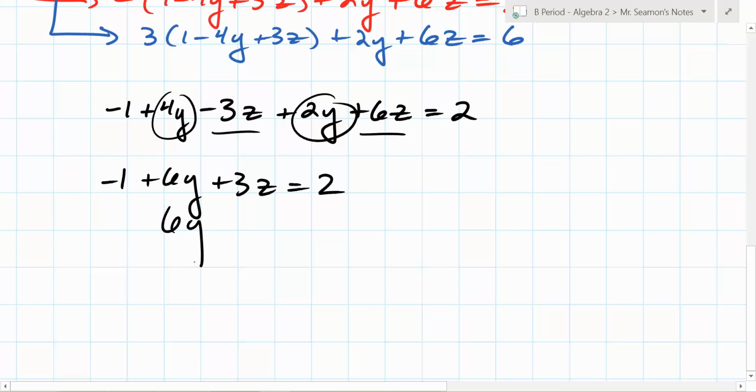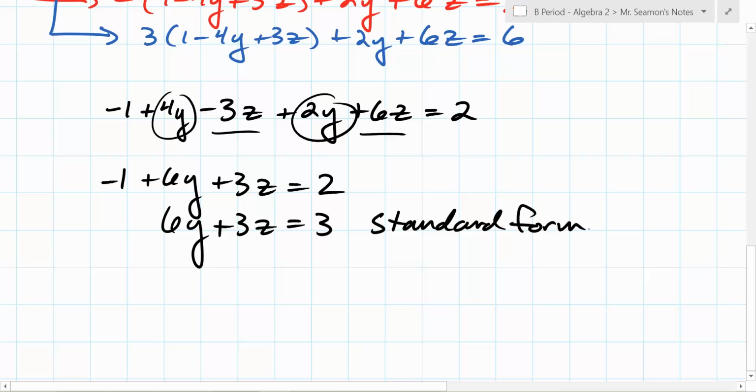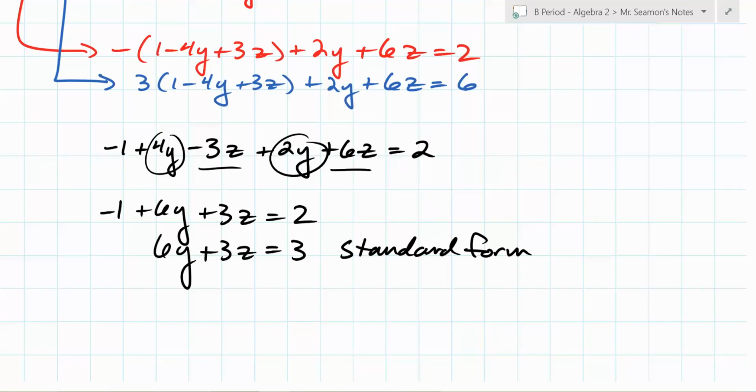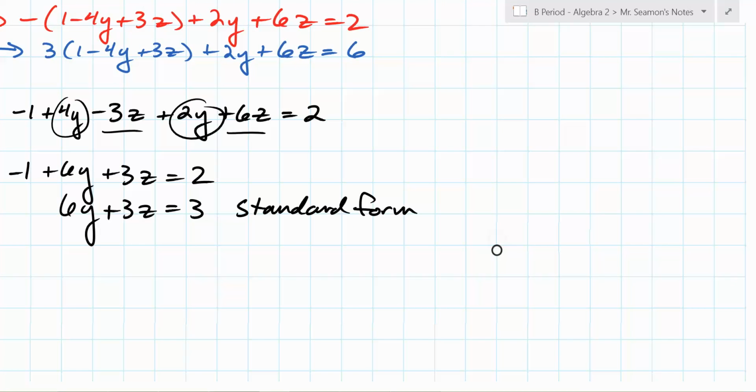Now, is there something else we could do? What form are we now in, Hannah? We're now in standard form. Do we like standard form? We do like standard form. So we've done that to the first red equation, but now we need to do the same thing to the blue equation. What do we like to do first? Distribute.